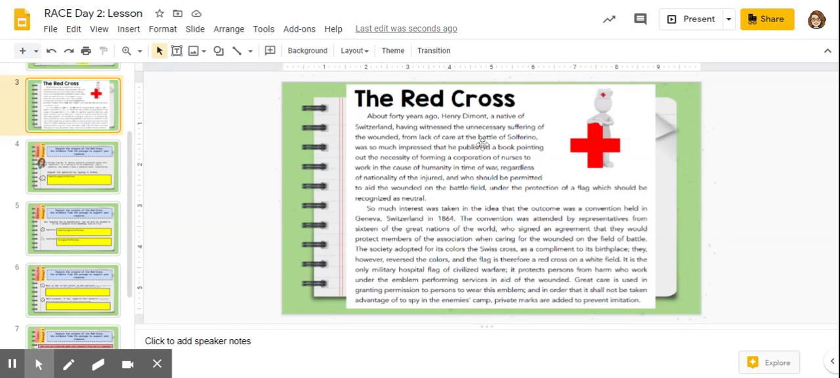In the lesson that we did on Monday, I told you the answers. This time, now that you've had a little bit of practice, I want you to reread these paragraphs and find evidence, remember, that tells you the origins of the Red Cross. There's a good chance it's in this first paragraph.